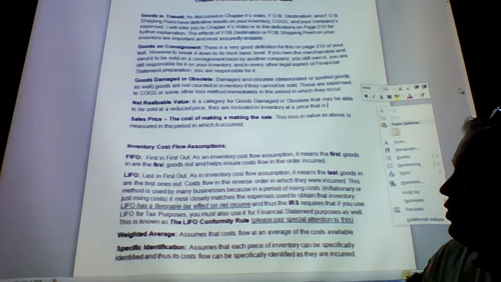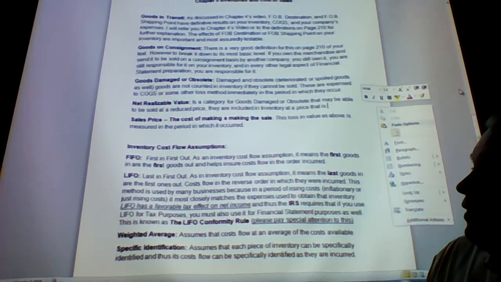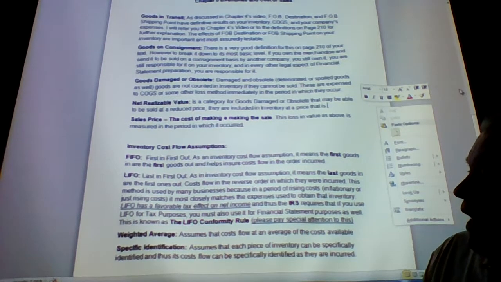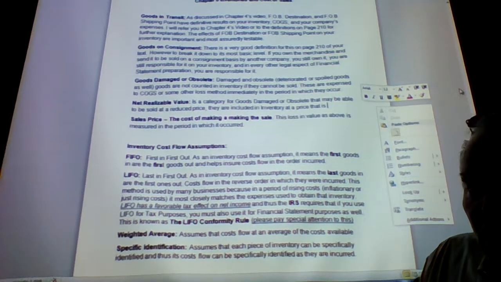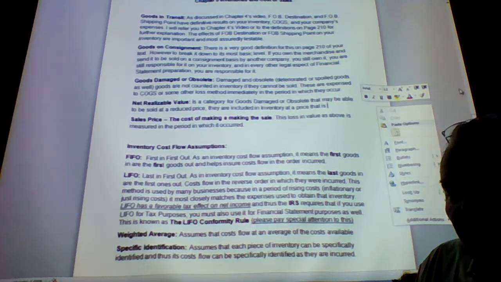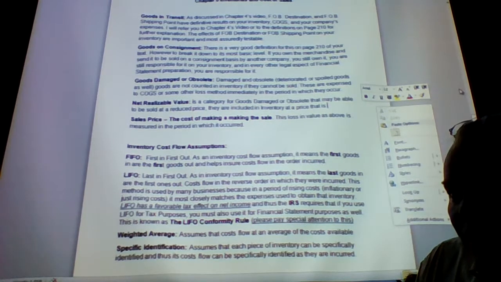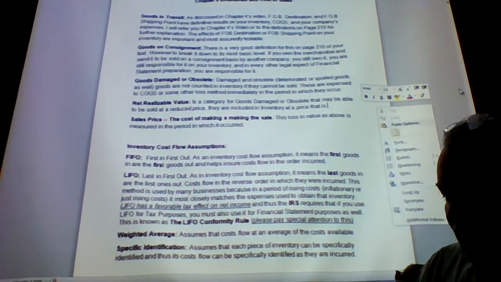Let's talk about inventory cost flow assumptions. We first have FIFO, we have LIFO, weighted average, and specific identification. Each one of these has a very specific method of being used. I will do some problems in Excel. I made the problem up myself, so you're not going to find it in your book. You'll just have to look at what I've got on the Excel sheet.